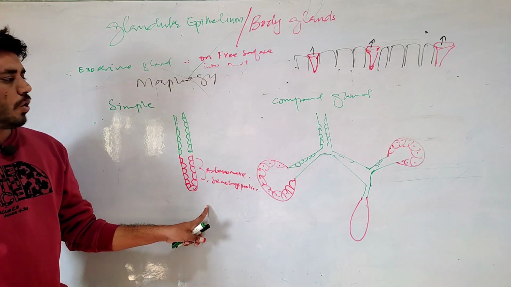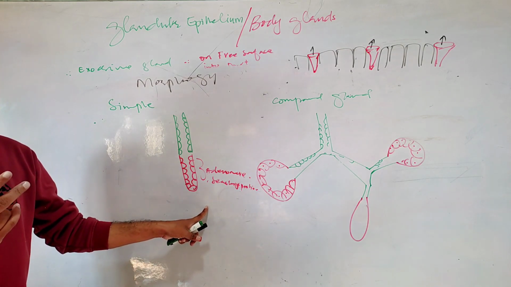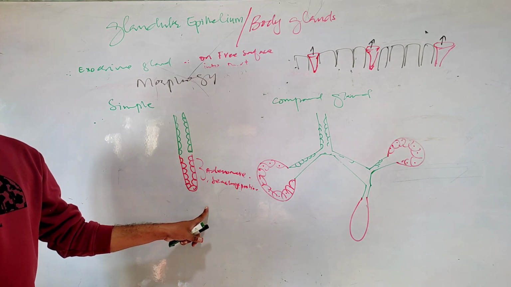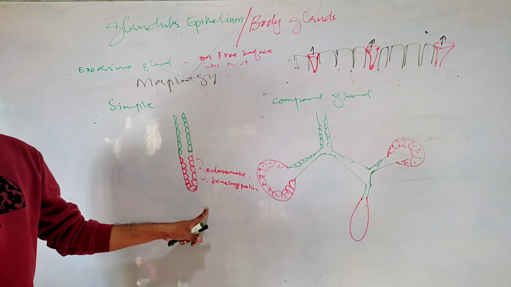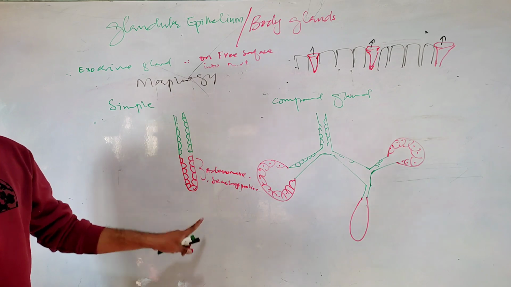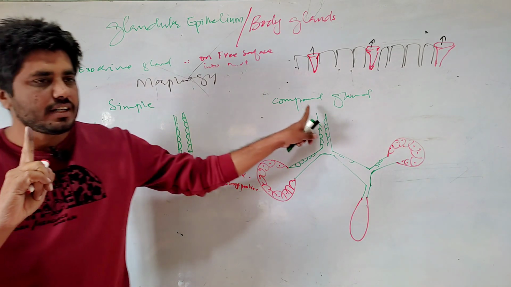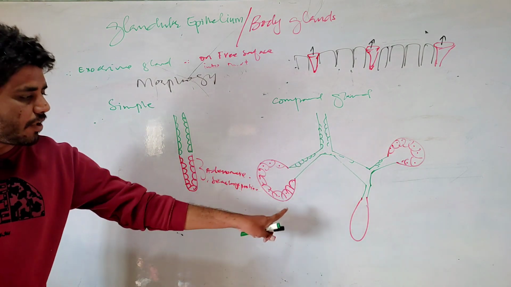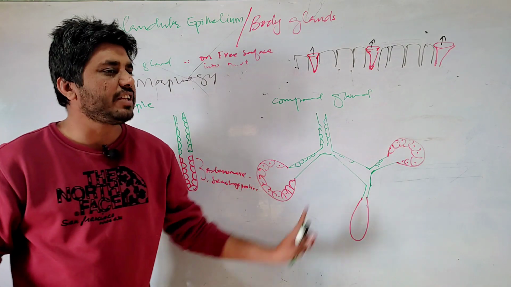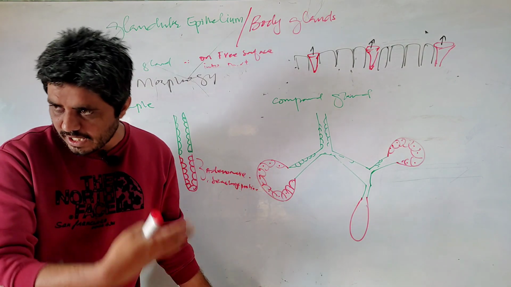That's clear. So there are two things in this classification. One is that you look at the duct: if the duct is single, the gland is simple; if the duct is branched, the gland is compound. Then we look at the secretory portion, and on the different shapes of that secretory portion, you make further classification.